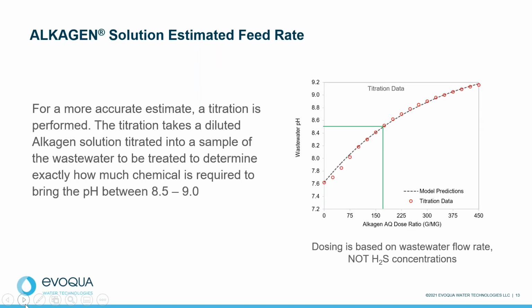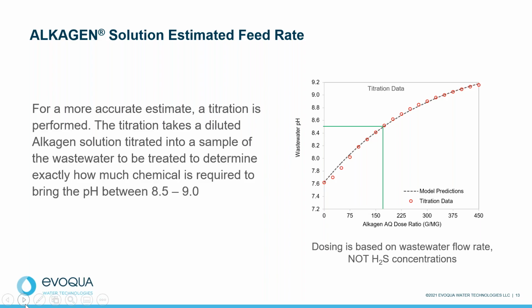The feed rate of a pH shift chemical is really determined by the volume of flow. For our 25% calcium hydroxide slurry blend, or Alkagen AQ, the rule of thumb is about 150 gallons of Alkagen AQ per million gallons of flow. And for our 45% calcium hydroxide slurry, or Alkagen, we estimate about 75 gallons of chemical per million gallons of flow. For any specific application, we try to do a titration.